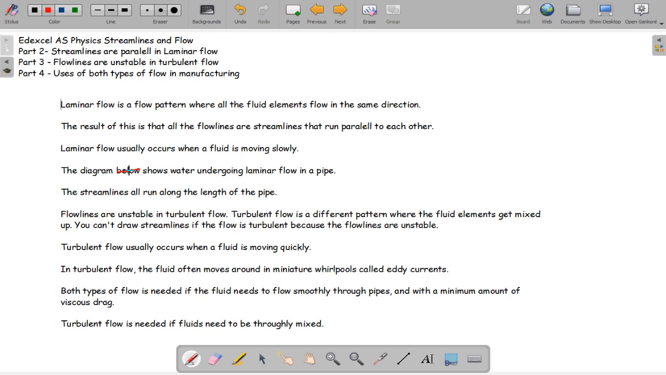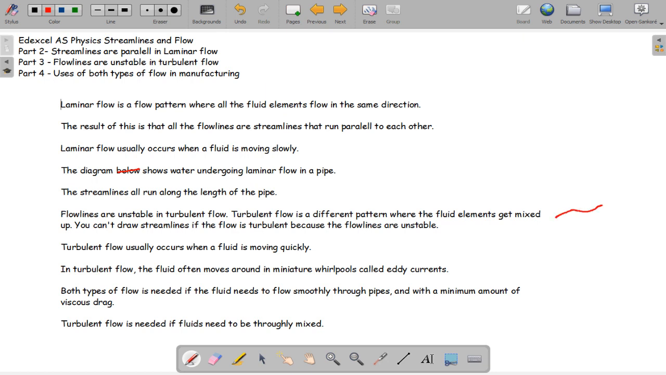So laminar flow is when all of the flow lines are in a straight pattern, so they run all along the length of the pipe. Flow lines are unstable in turbulent flow. It's when a different pattern occurs, when the fluid elements get mixed up.